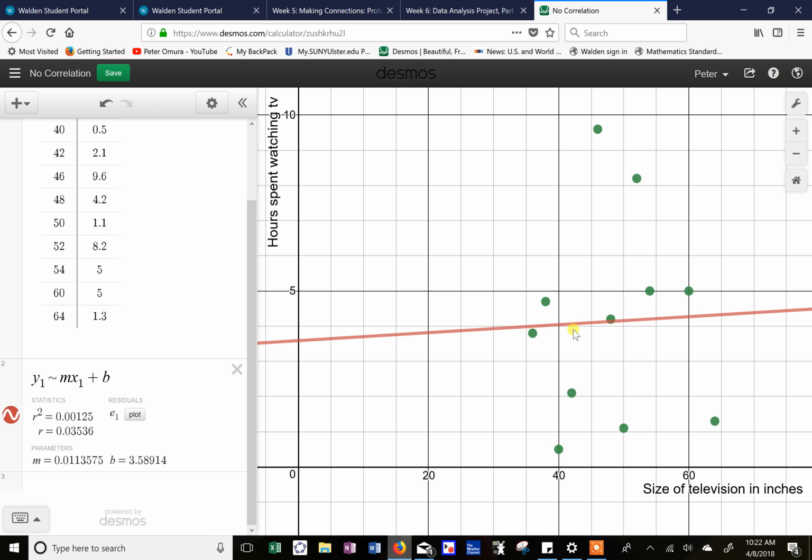Oh, my graph is pretty good. My line of best fit was pretty good, but it doesn't really make a difference because look, my R value is very, very close to 0. That means there is no correlation, which means you can't tell how much time somebody's going to be watching TV based on the size of their television.